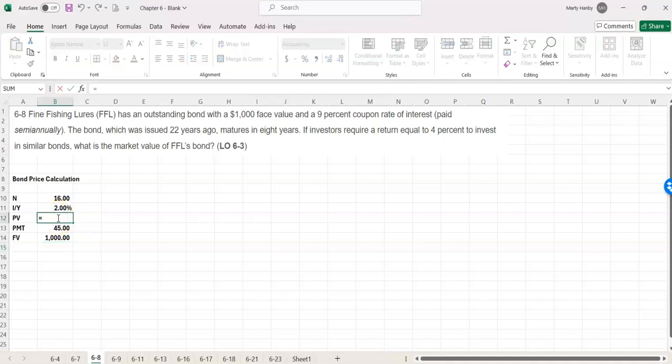So equals PV. And we got rate, comma, number of periods, comma, payment, the coupon payment, and comma, and then the future value. And so $1,339.44 is the market value or price of that bond.